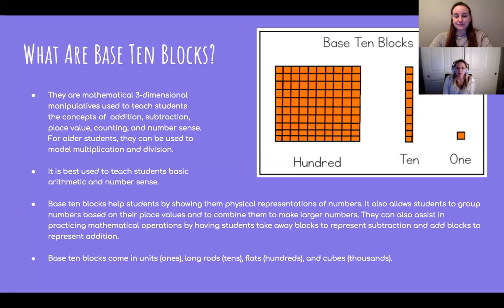Base 10 blocks help students by showing them physical representations of numbers. It also allows students to group numbers based on their place values and to combine them to make larger numbers. They can also assist in practicing mathematical operations by having students take away blocks to represent subtraction or add blocks to represent addition. Base 10 blocks come in units, which are ones, long rods, which represent tens, flats, which represent hundreds, and cubes, which represent thousands.